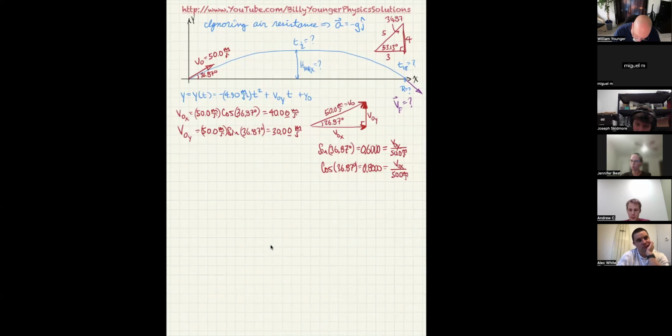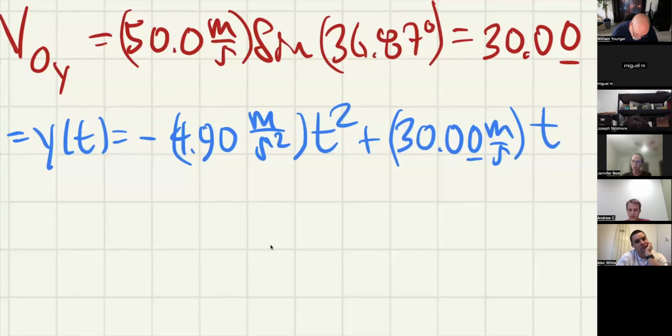So now that I have that, I can make y equals y of t a little more precise. y of t is equal to negative 4.90 meters per second every second times t squared plus 30.0 meters per second times time. And I'm saying y0 is going to be equal to 0. Okay. Now, I didn't like that my parenthesis ran into my 4 here, so I'm going to fix that real quick.